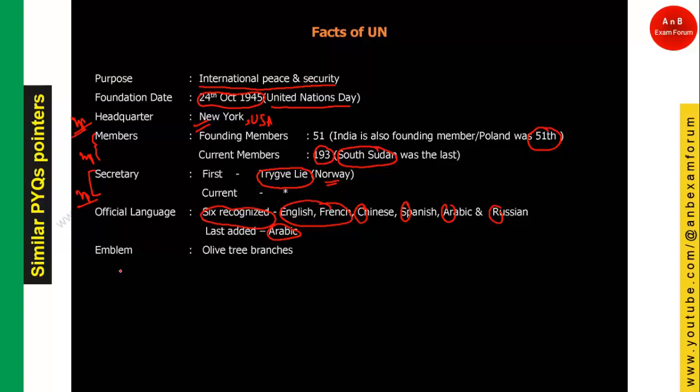Again, they can ask you an emblem-related question. What is the emblem? You can think of it like a logo, or what is in the logo. So there is an earth, with olive branches. It is like this is some earth, and here olive branches are there. So which tree branches are there? It is the olive tree, you should remember. Okay, these are the basic facts of the UN.